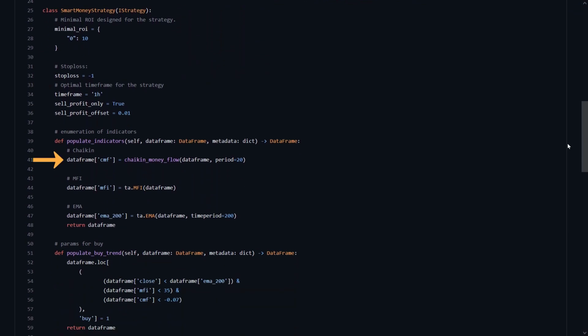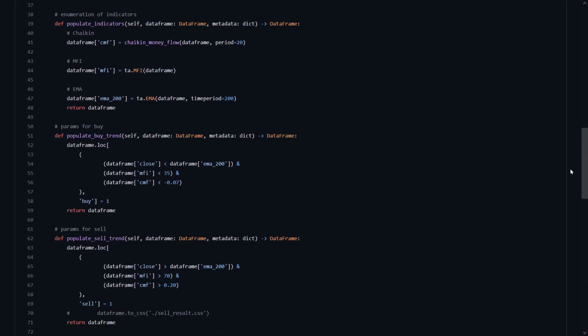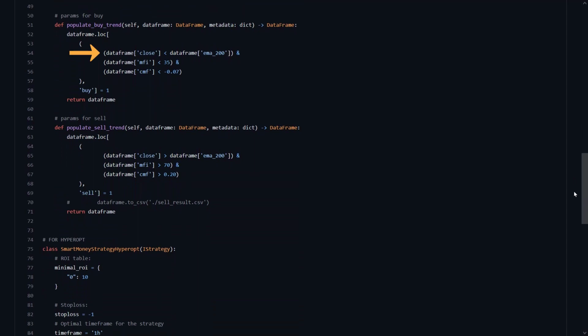It makes use of the Chaikin money flow index and the EMA 200. It was designed to be used on the 1 hour time frame and has the following buy and sell rules. We buy when the close price is below the EMA 200 and when the MFI is below its default configured value of 35 and when the CMF is below its default configured value of minus 0.07. The sell rules for the strategy are first of all when stop loss or ROI points get reached, or otherwise when the close price is above the EMA 200, MFI is above the value of 70 and the CMF is above 0.2. And that is pretty much it.